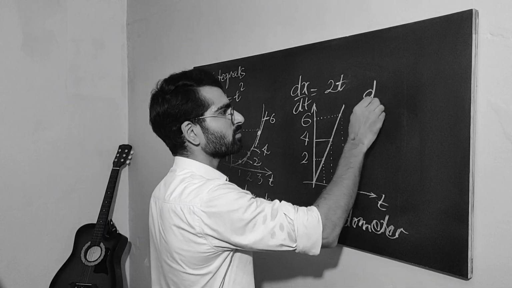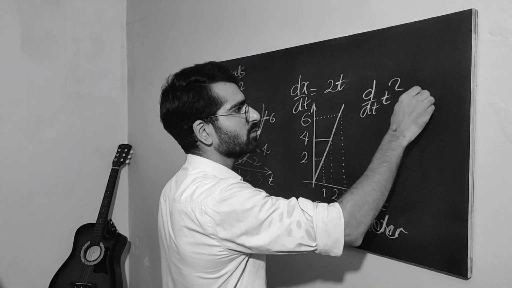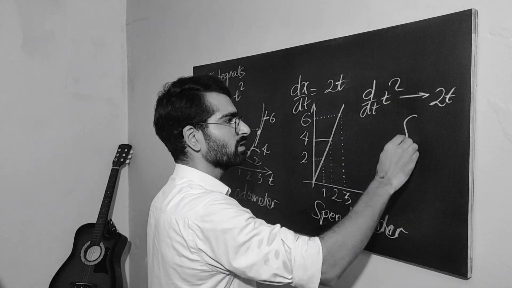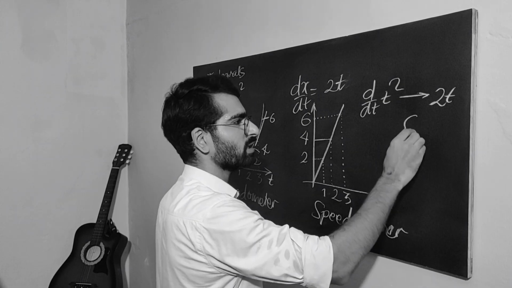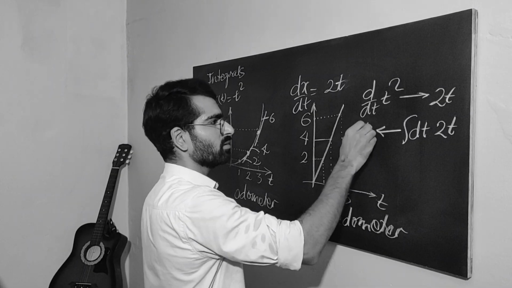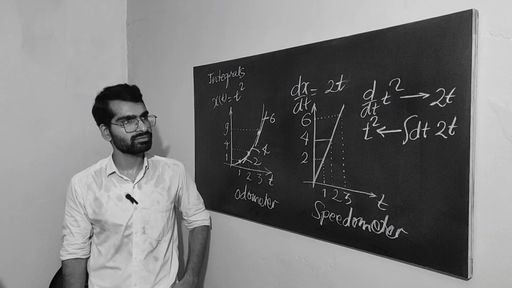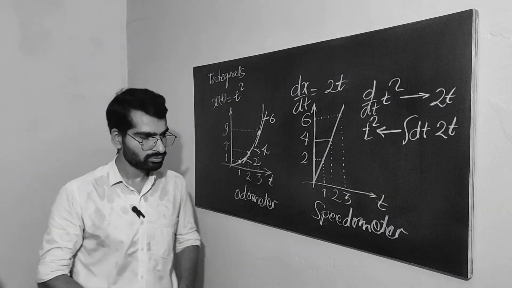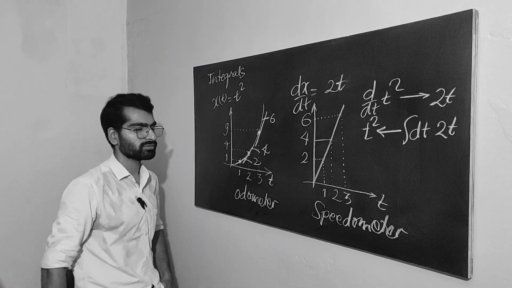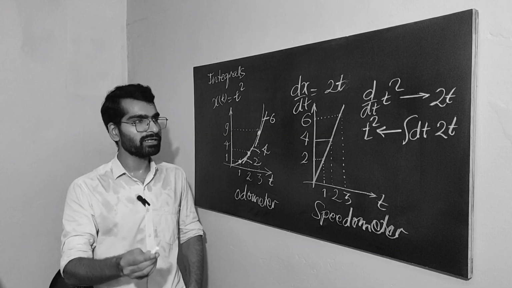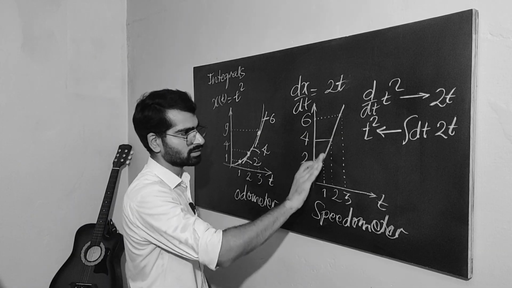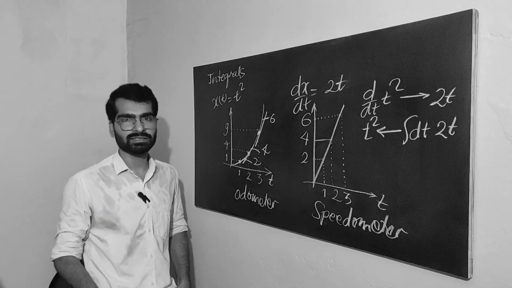So when we take the derivative of t squared, it gives me 2t. But if I want to come back, we use a new notation, this sign which we call integral sign, dt and 2t, then this gives me my function back, distance function. And so for derivatives, we look for the slopes to these curves. It gives you speeds. For integrals, we look for the areas under this curve, and it gives you the distances.